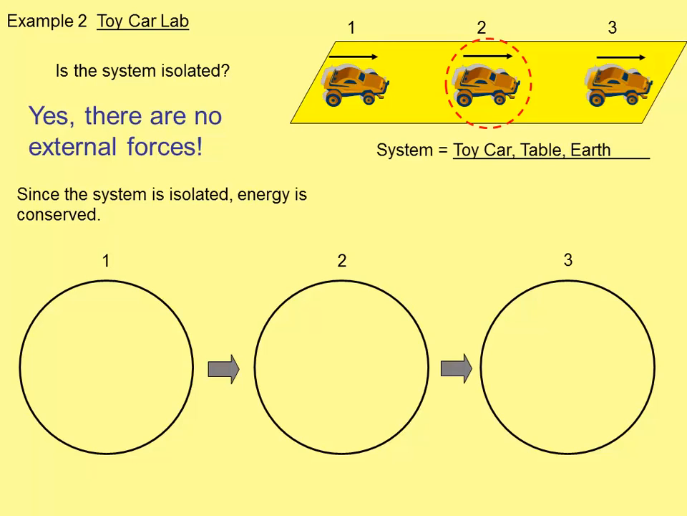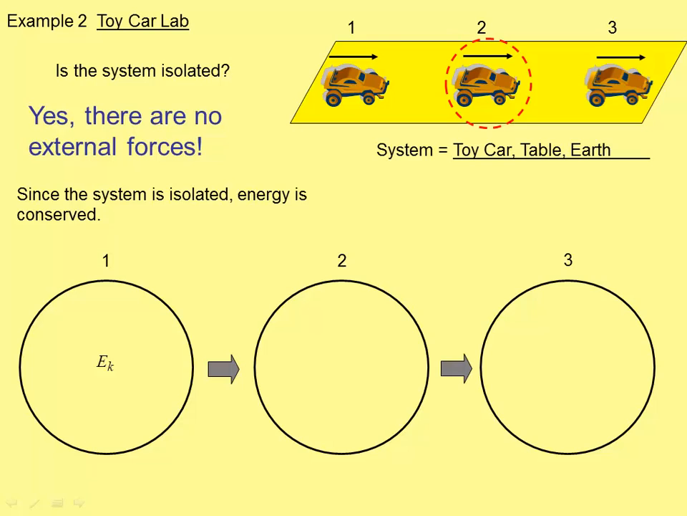Now, what are our energy storage mechanisms? Well, let's run through them here. First of all, is there any kinetic energy at position 1? Now, kinetic energy is the energy of motion. So, since the car is moving, remember it was moving at constant velocity, it was already moving when we started the timer, there is kinetic energy in this first pie.